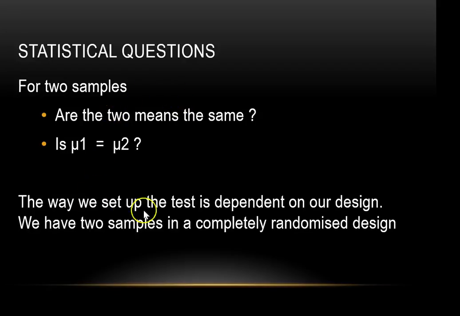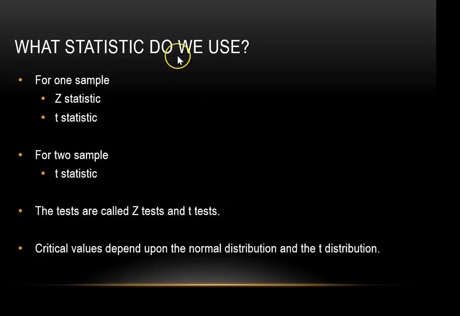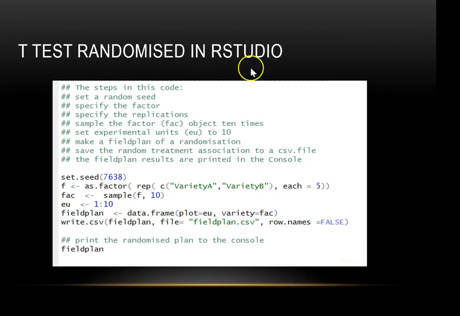And the way we set up the test is dependent on the design. In this case, we have two samples in a completely randomized design, so our two varieties are considered independent. And what statistics do we use? You can use a one sample Z test or T test. In this case, ours is a two sample T statistic. The critical values will depend either on the normal distribution if you're using a Z test, or the T distribution if you're using a T test. Since ours is sampling and we don't know the population means and the population standard deviations, we will be using the T distribution. Let's go back to some code.